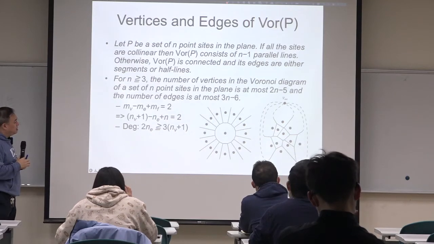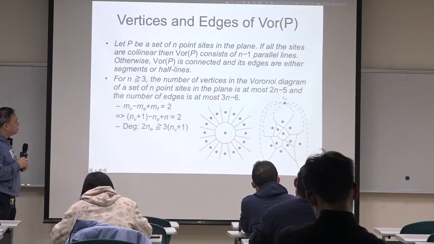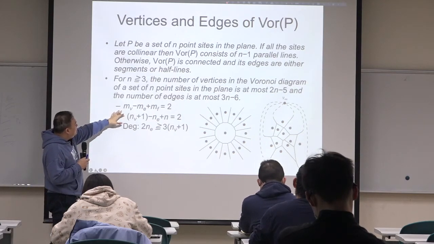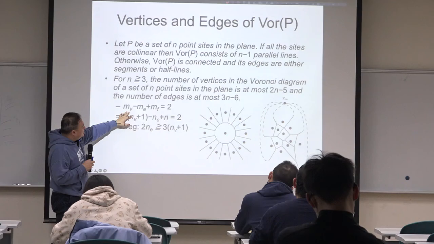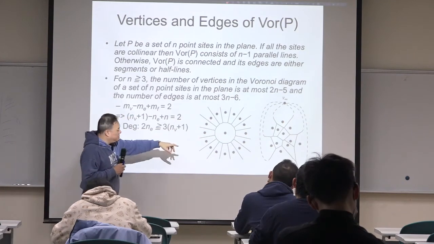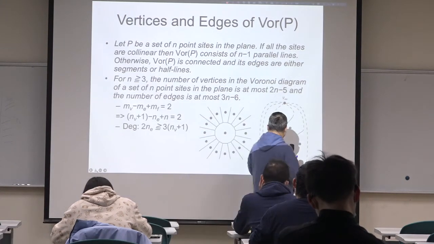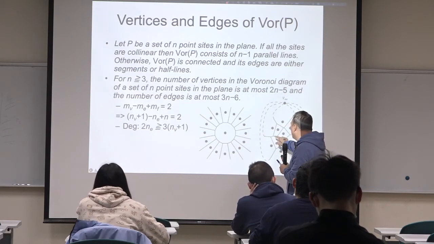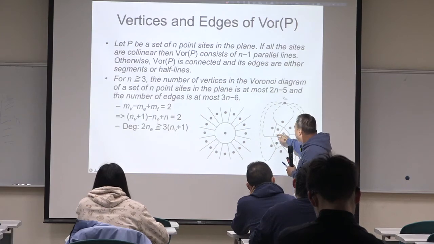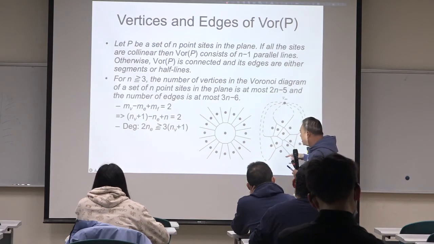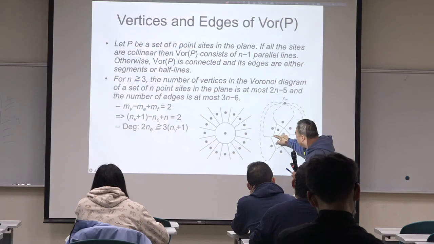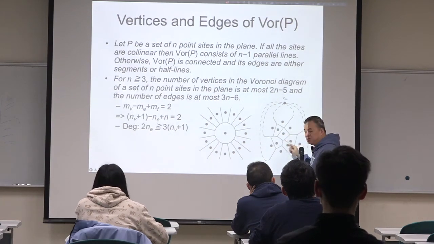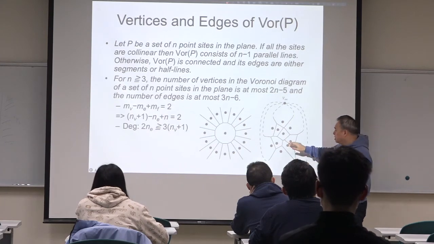Okay, so now let's take a closer look at this Euler formula. The number of vertices. Keep in mind, we are not talking about sides. We are talking about, for example, this as vertices. We are not talking about the sides.